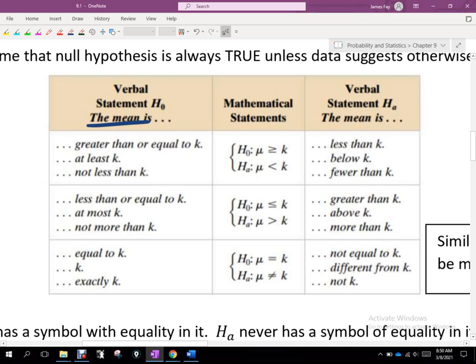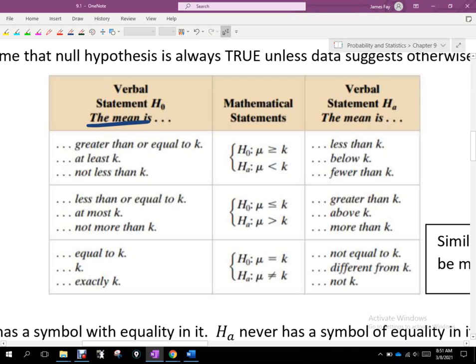And then you can see these as well. The alternative hypothesis generally is not going to be something written in the problem, so we really won't have to worry about these very often. Here's less than or equal to. Analogous statements are at most K, no more than K. And then you've got equal to K. They might say the mean is K, or the mean is exactly K.